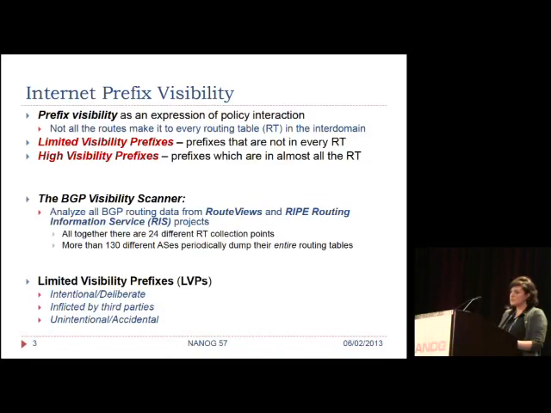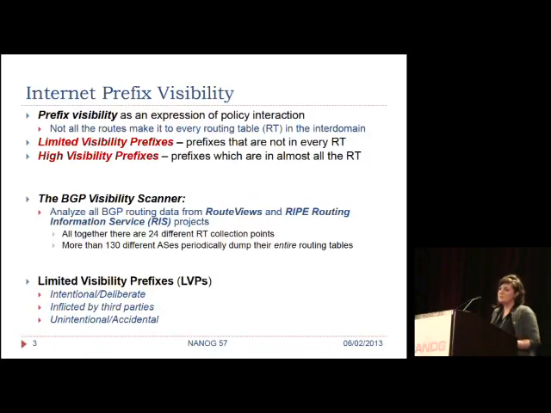We are focusing on prefix visibility as an expression of policy interaction, of stable policy interaction. The most important concept we're going to be talking about today, and you're going to be hearing this a lot, is the limited visibility prefix. It's been proven that not all the prefixes make it to all the routing tables out there. The limited visibility prefixes are exactly the subset of prefixes that are not present in all the full routing tables, or what you can understand of a full routing table, given that such a thing as a default free zone does not exist. Contrary-wise, we also define the high visibility prefixes, which make it in all the routing tables we are looking at.